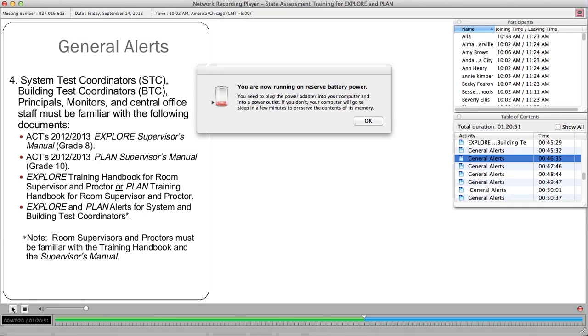We're going to call those training handbooks throughout this document, but your room supervisors or building test coordinators will use the one that's appropriate for the grade testing that they are administering. And then, of course, this document that we're going over now is the Explore and Plan alerts for system and building test coordinators. And throughout this handbook, we're going to call it the alerts.